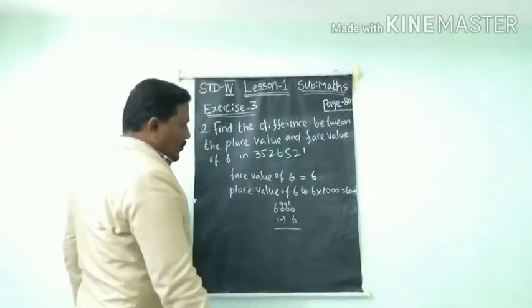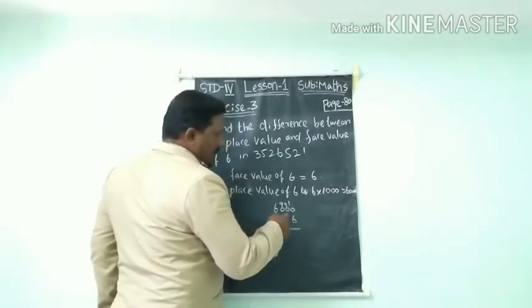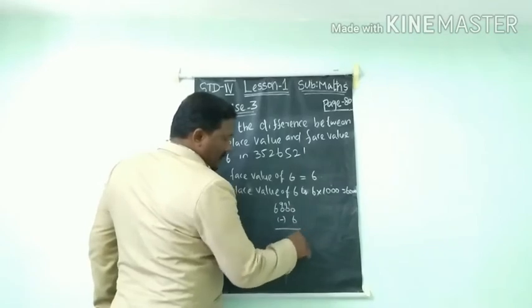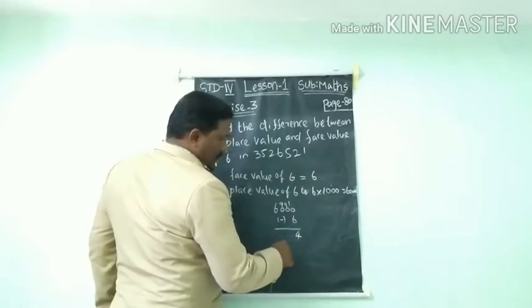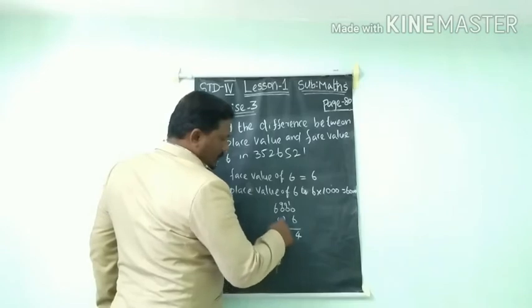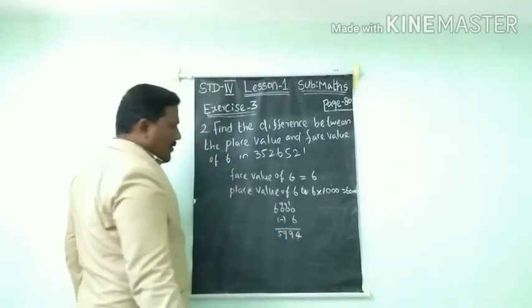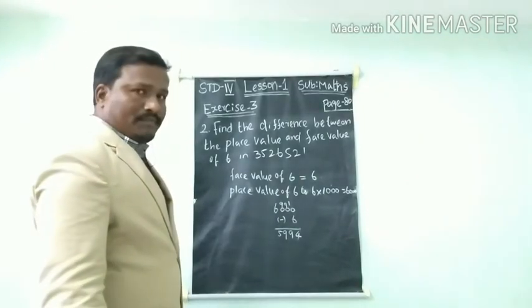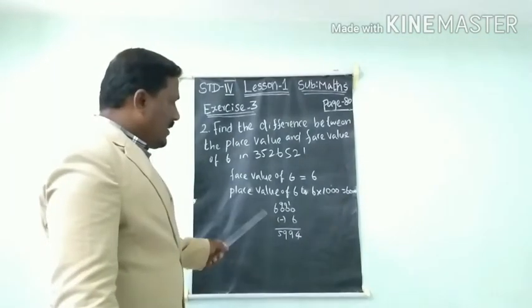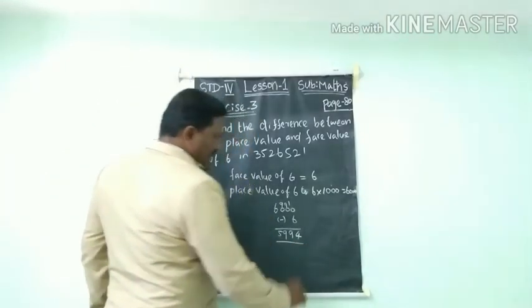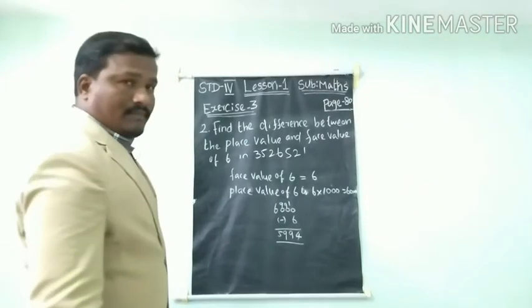Okay. So it's a 10. 10 minus 6, 4. Okay. Here 9, 9, 5. 5,994. 5,994. Okay. So it's the answer.